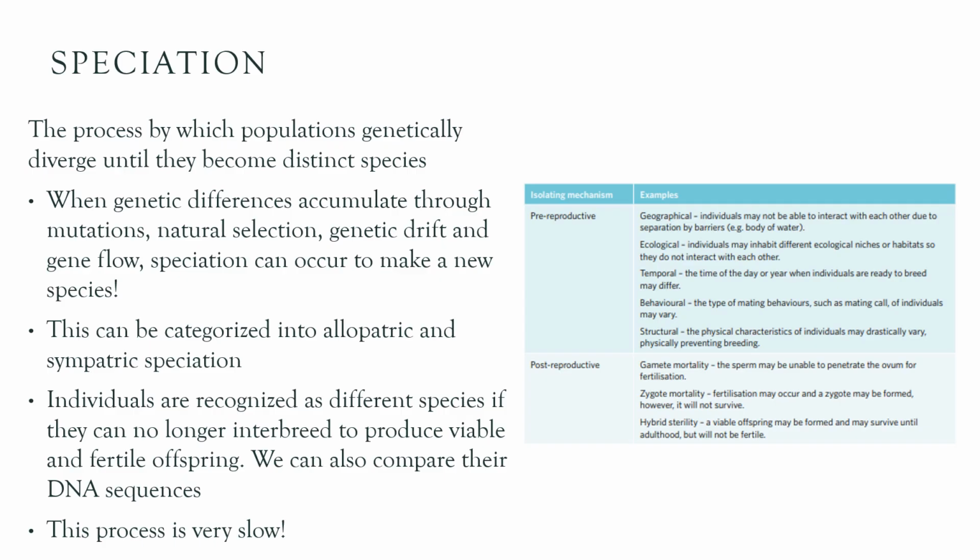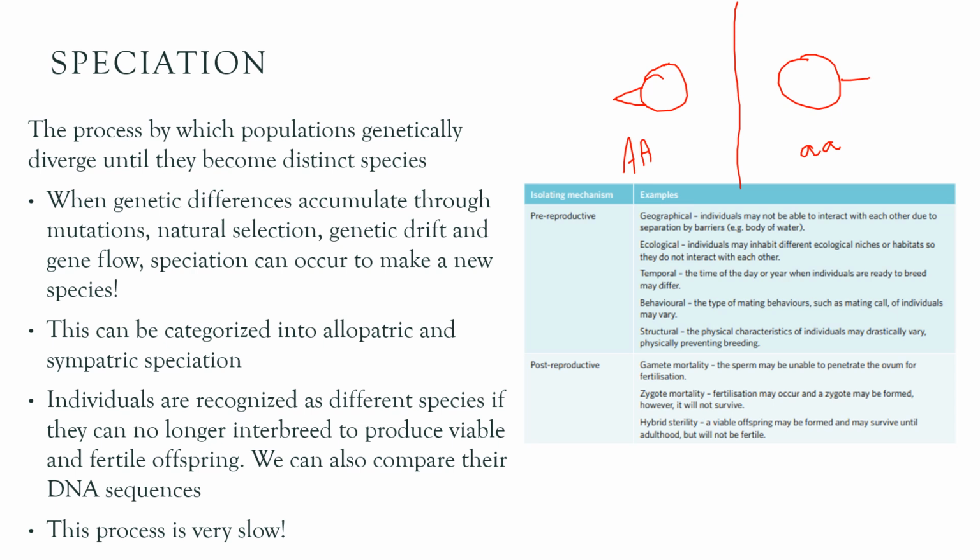So what speciation is, it's the process by which populations genetically diverge until they become distinct species. So for instance, with our bird types, if we have a bird with a big beak and a bird with a little beak, if they continue to evolve, eventually they might form two completely different populations, because there's going to be a lot of this allele here, a lot of this allele here. They might speciate, so they might become different species.